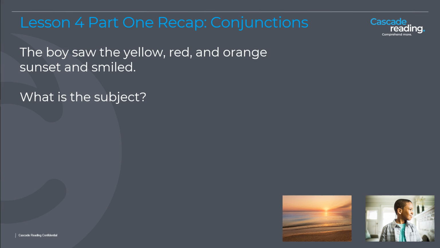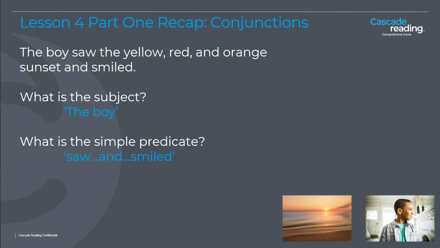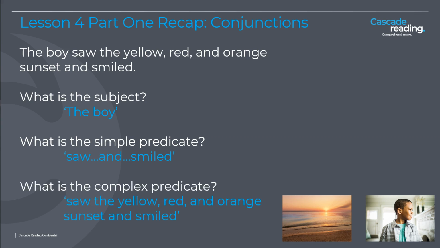So if I ask what is the subject of the sentence, the subject is pretty simple, the boy. Now if I ask what is the simple predicate, there's actually two of them. The simple predicate is saw and smiled. So the complex predicate is saw the yellow, red, and orange sunset and smiled. This is what it would look like in the cascade format.